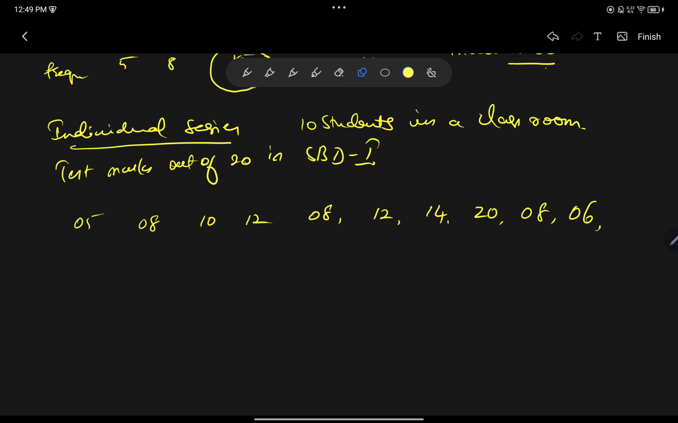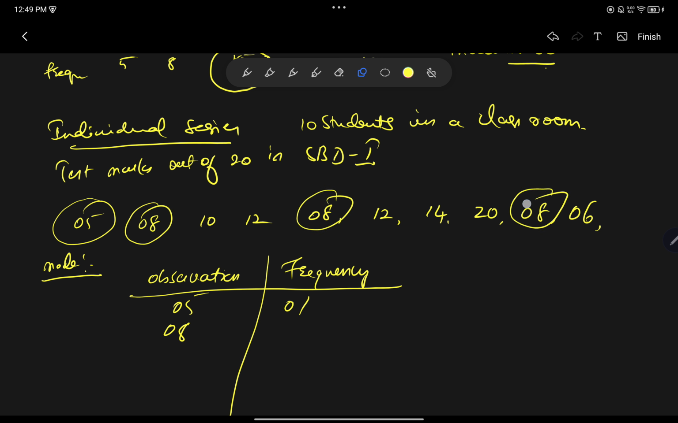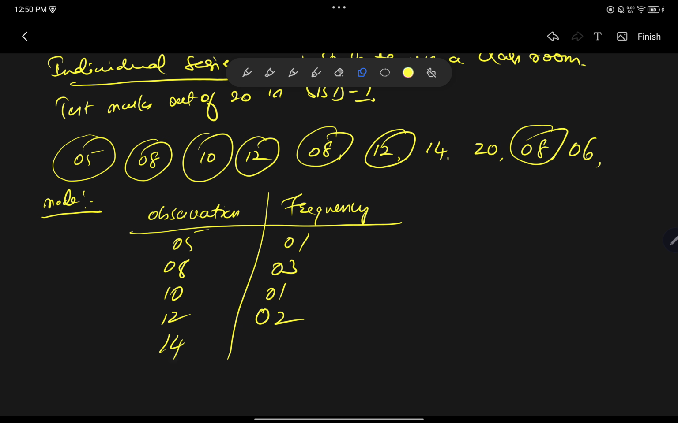To calculate mode, we used to put this into observation and frequency. Observation 5 is repeated only 1 time. 8 is repeated 3 times. 10 is repeated 1 time. 12 is repeated 2 times. 14 is repeated 1 time. 20 is repeated 1 time. And 6 is repeated 1 time.